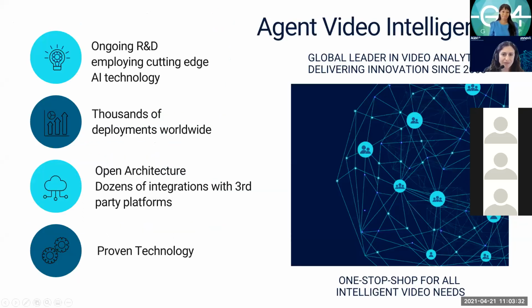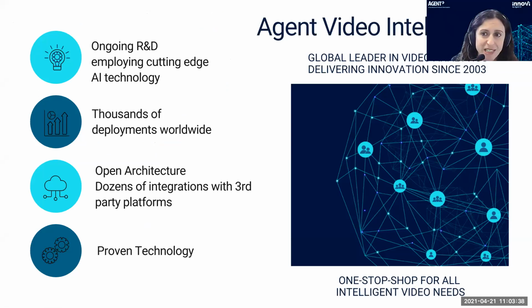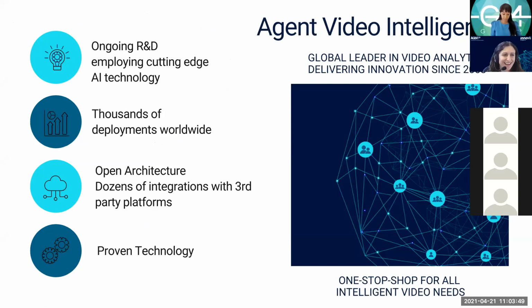For those of you who may be unfamiliar with us, Agent VI has been making cameras smart since 2003. So we have deployments worldwide, including in the Middle East, across all different sectors. We are currently in our 4th product evolution, where we were one of the earliest adopters of AI video analytics technology in the market and launched Anomaly, our AI video analytics platform, back in 2017.